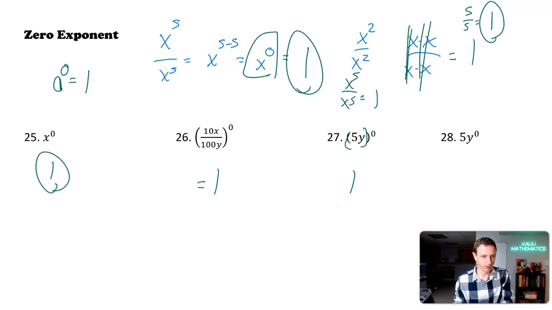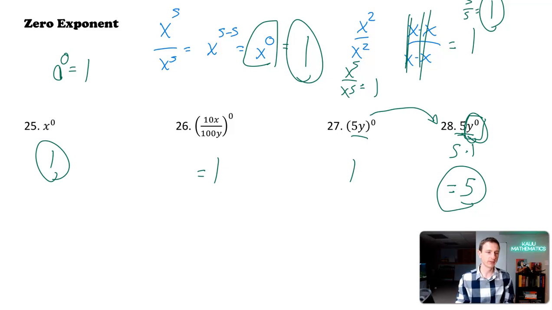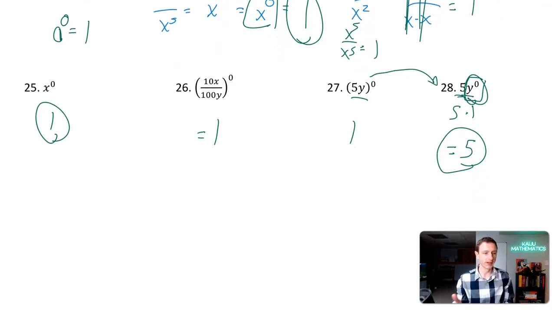28, little bit of a trick here. It's 5y to the 0 power. What is being raised to the 0 power? Only the y. Only the y is being raised to the 0 power. Notice the differences between these two questions. This is in parentheses, 5y to the 0 power. This is 5 times y to the 0 power. So this becomes 1, and then I'm multiplying that by 5. So the answer to 28 is 5 because only the y is being raised to the 0 power. So you get 5 for that one because it's 5 times 1. Y to the 0 power is 1.